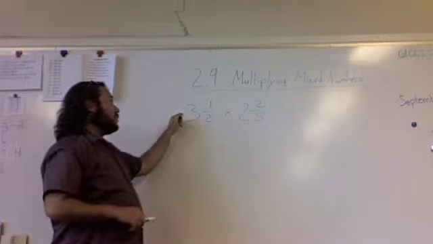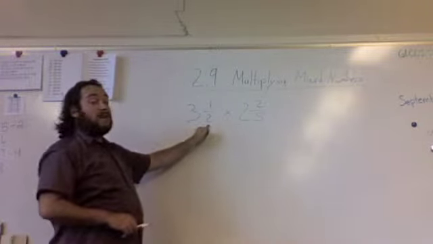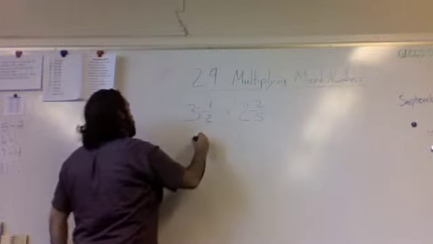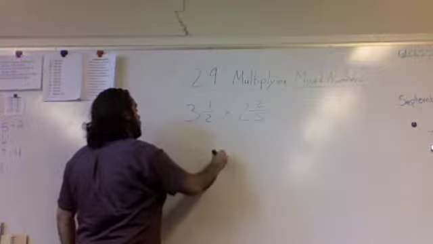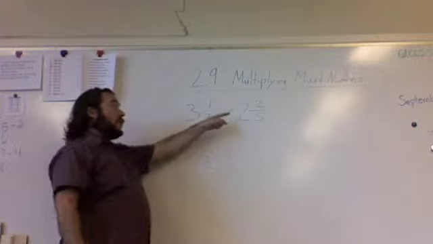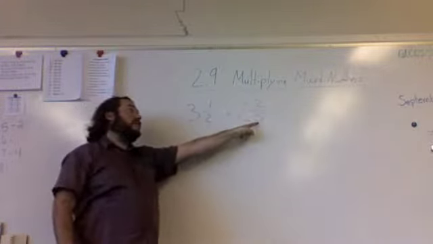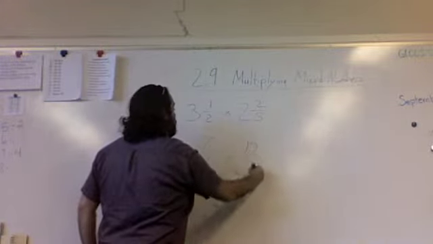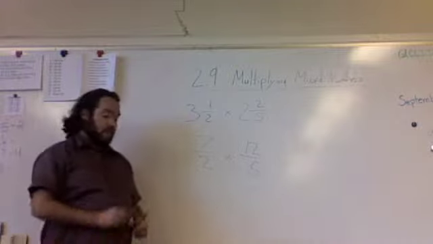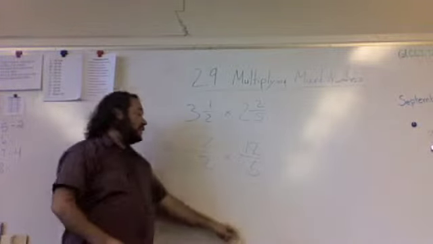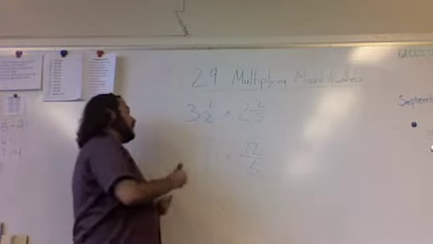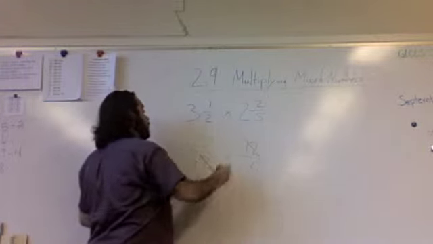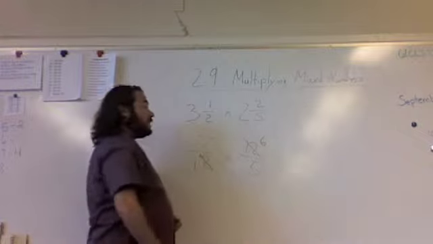We take our whole number, we multiply by our denominator, and add our numerator. 3 times 2 is 6, plus 1 is 7. And our denominator stays the same. With our other fraction, 2 times 5 is 10, plus 2 is 12, and our denominator stays the same. Now, we can take out our common factors. 2 and 12 can both be divided by 2. 2 divided by 2 is 1, and 12 divided by 2 is 6.